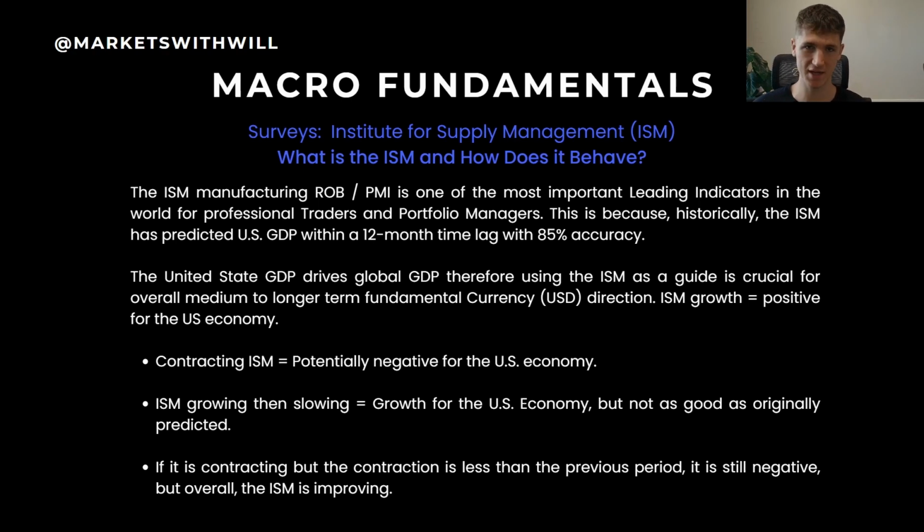Most people that just trade technical analysis don't know this, and this is what you're missing out on. Now, the United States GDP drives global GDP, therefore using the ISM as a guide is crucial for overall medium to longer term fundamental currency direction. So if you're in a position for 1 to 3 months, then you need to be looking at this economic indicator. Even if you're scalping, you're trading on lower time frames, it's still crucial to look at an economic indicator like this because you have that overall direction.